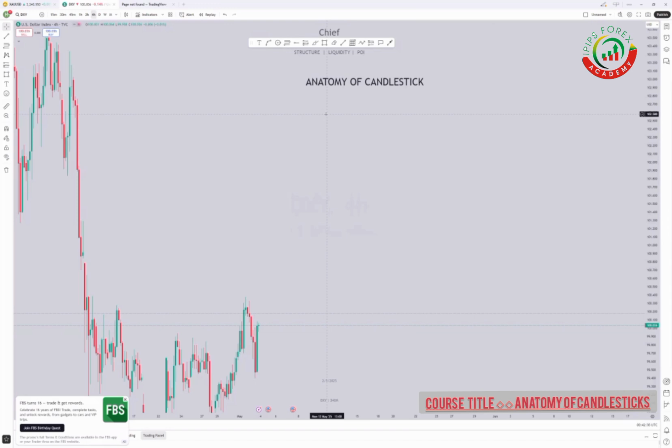Our topic for today is the anatomy of candlesticks. Everyone knows that anything that has to do with technicals, you start with candlesticks. Candlesticks are the language of the market. It is how the market communicates what it is doing to you as a trader. For you to adequately understand and interpret what the market is doing, you need to understand its language, and understanding the market's language is basically understanding candlesticks.